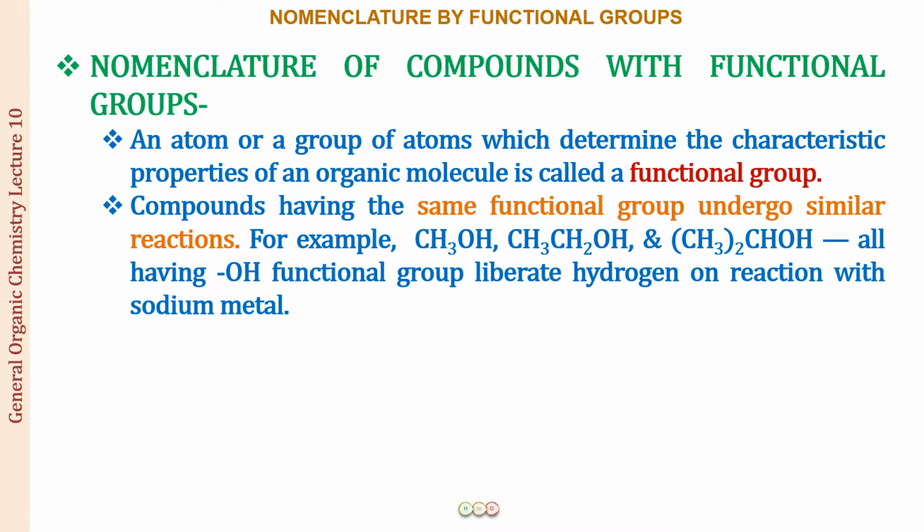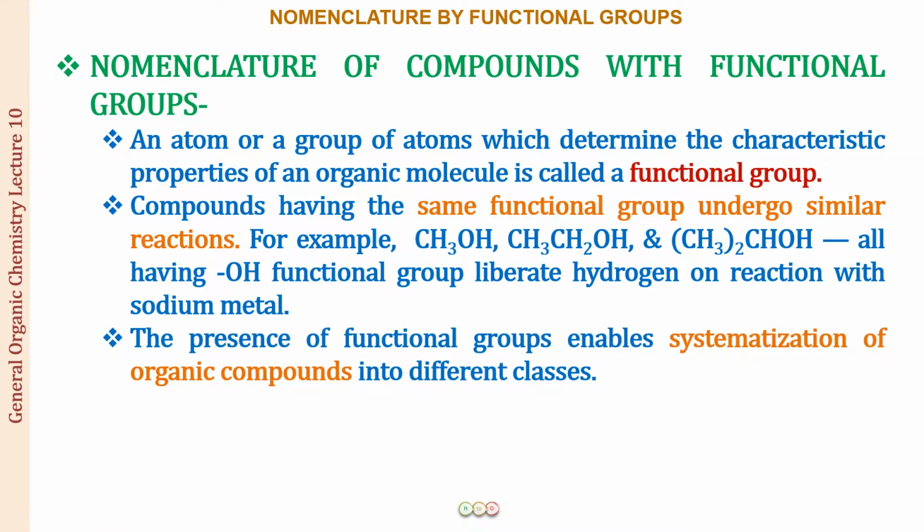Because all the compounds having the same functional group undergo similar chemical reactions, we can have a classification based on the presence of this functional group. Therefore, the presence of the functional group enables systemization of organic compounds into different classes. One class of organic compounds will be those having the same functional group, and the second class would have another, different functional group. So let us learn what these functional groups present in organic compounds are.